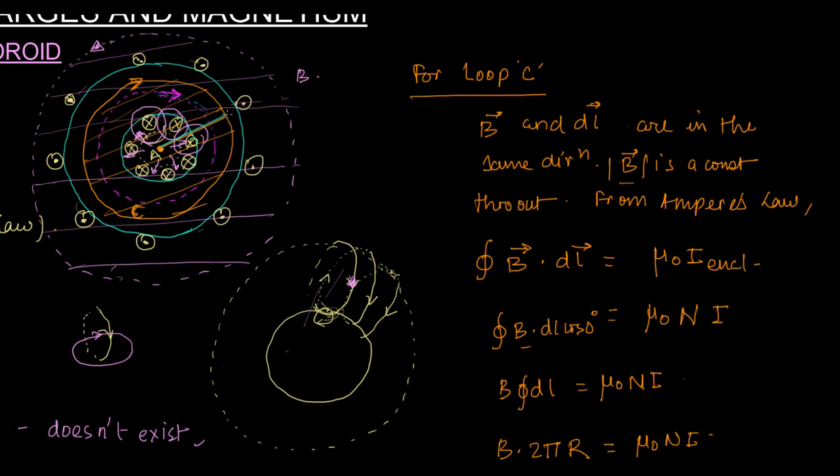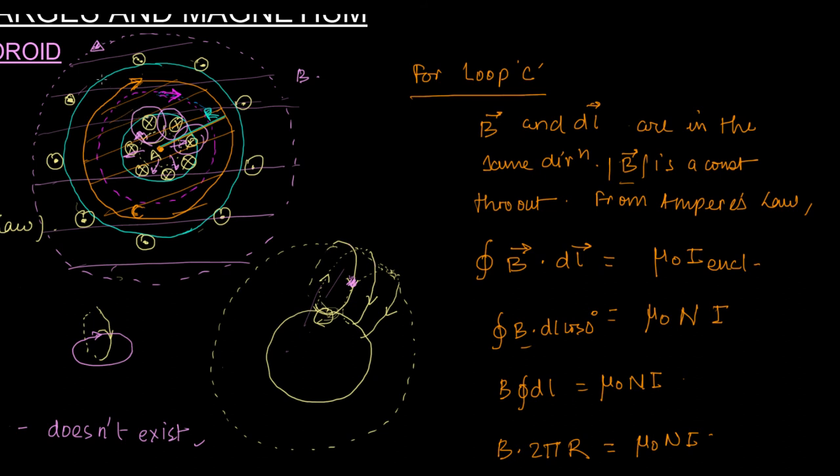Hold on. That can be changed. This is your R. But we take the mean radius between them. There is an inner circle and there is an outer circle. The value of B that I am giving here is in between the two. Do we get the point?